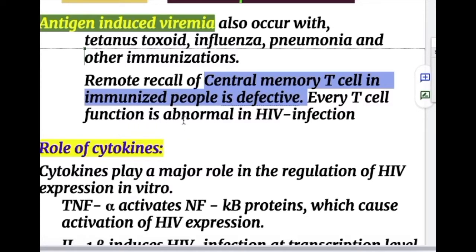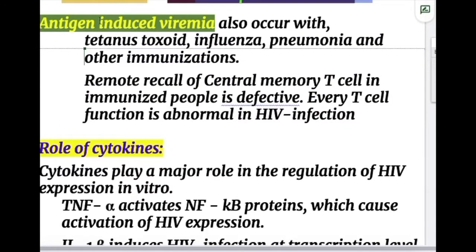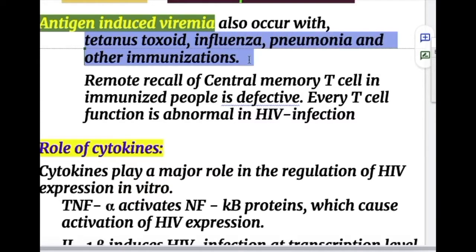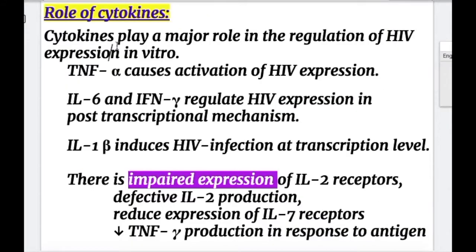Every T cell function is abnormal in HIV infection. Now, antigen-induced viremia. Antigen-induced viremia also occurs with tetanus toxoid, influenza, pneumococcal, and other immunizations. Now, role of cytokines in HIV infection.